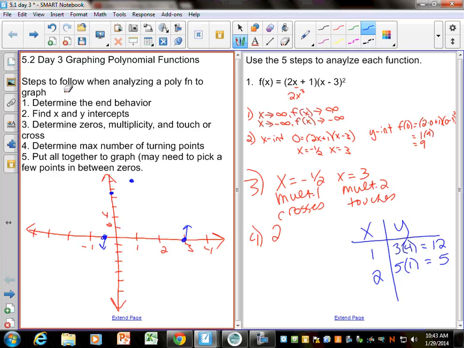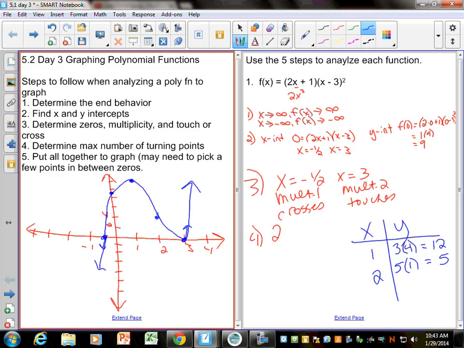And if I plug 2 in there, it's only up at 5, so it's coming back down. Remember that these are smooth curves, no sharp edges, no jagged points. But you should be able to connect this now and give me a decent looking graph. So I'm going to say this side's coming down, this side's going up, it's going to come down to there, and it's going to come down and touch at 3 and go back up, because I know it's even multiplicity and it's just going to touch.